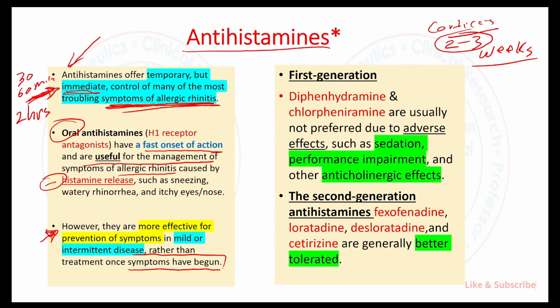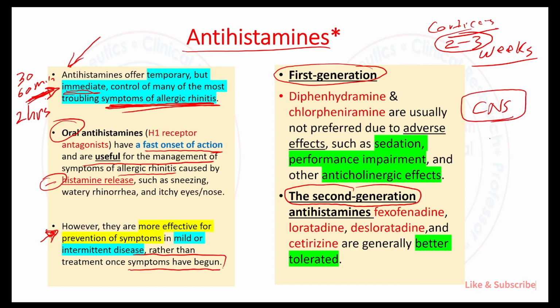How can we look at this medication? We have first generation and second generation. What are the differences between the first generation and second generation antihistamines? First generation antihistamines are able to cross the blood-brain barrier and reach the central nervous system, and this medication may cause sedation, performance impairment, and may have an anticholinergic effect.